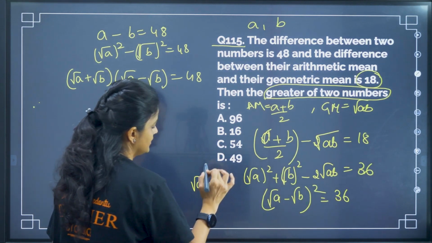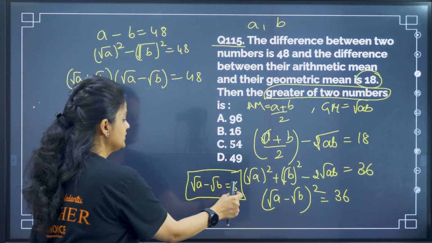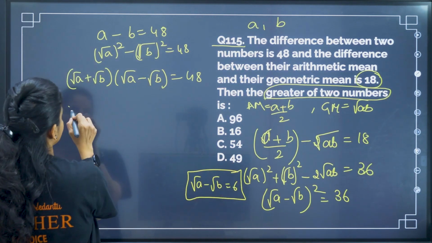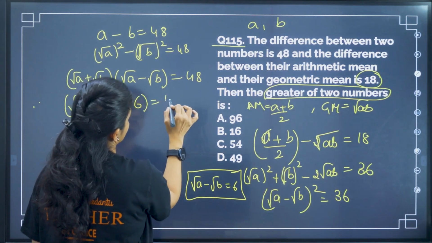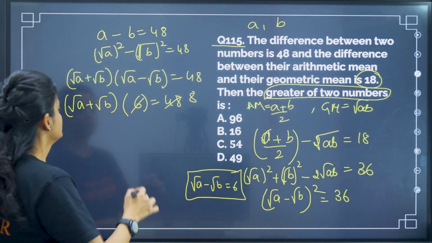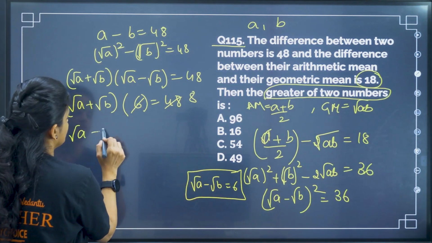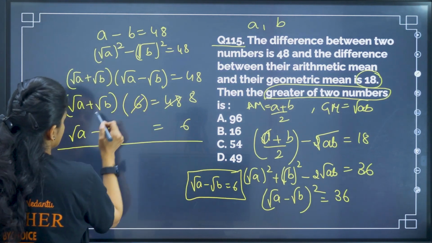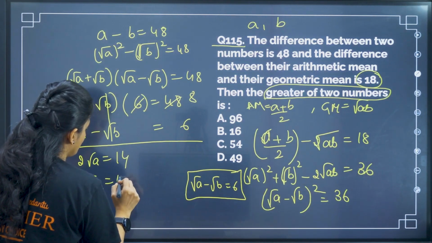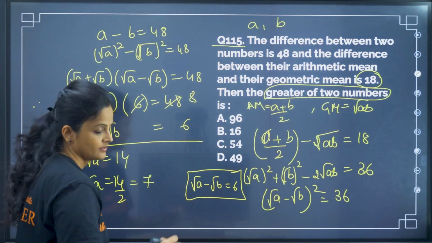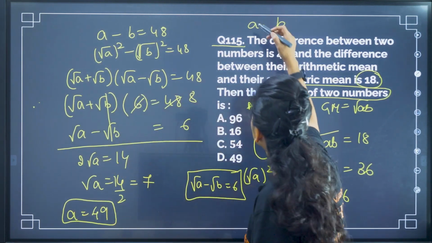Can I write it as root A minus root B is 6? Yes, ma'am, we can write, isn't it? So bring this value here. Put this value here. That is when I'll get to know the first factor's value. So that will be 8, right? So root A plus root B is 8. Root A minus root B is 6. Solve both. On solving both, you must get the values for both. Root A, I am getting as 14 by 2, that is 7. So root A is coming as 7, A will be 49. This is one answer for this one.